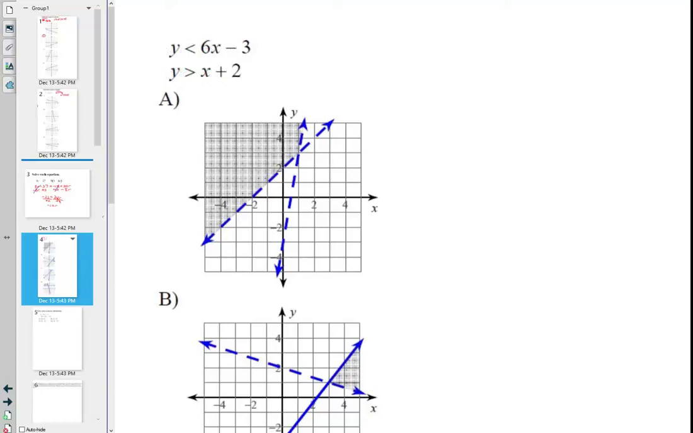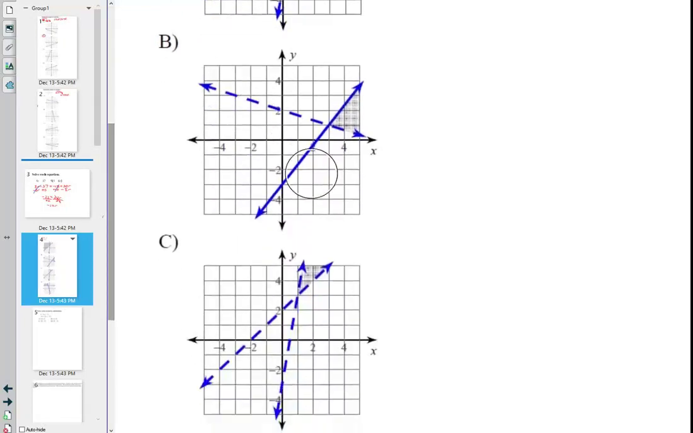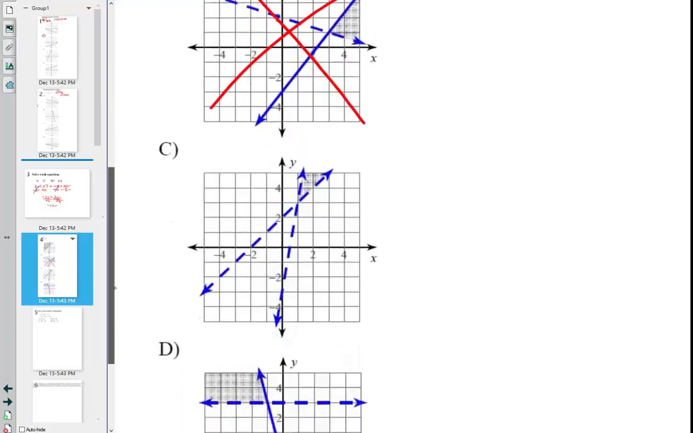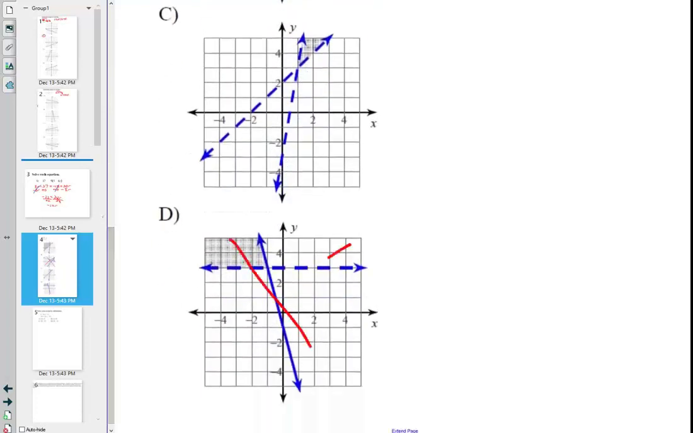before I get into shading, let's make sure the boundaries are correct. Neither of these inequality signs has an or equal to, so all the boundaries have to be broken. So I know that this has a solid line, so it can't be B. This has a solid line, so it can't be B. So I'm down to either C or A.